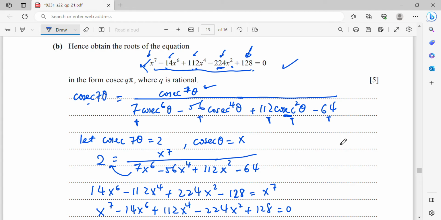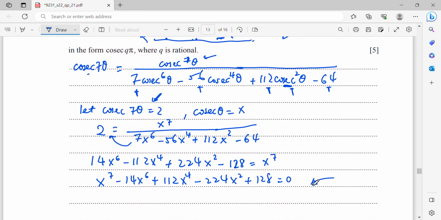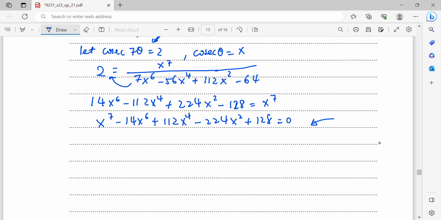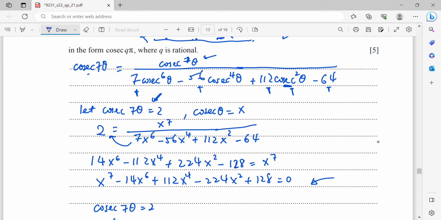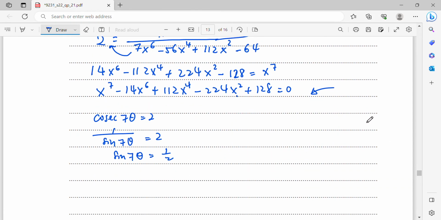Okay, so it means that basically I just need to solve cosine 7 theta equals 2, if I need to solve this whole equation. Alright, so cosine 7 theta equals 2, 1 over sine 7 theta is 2, which means sine 7 theta is half. Now I just need to solve this equation, then I will be getting the solution. Remember, your solution in terms of x means that I need to get what is my cosec theta. That is my final answer of this question.